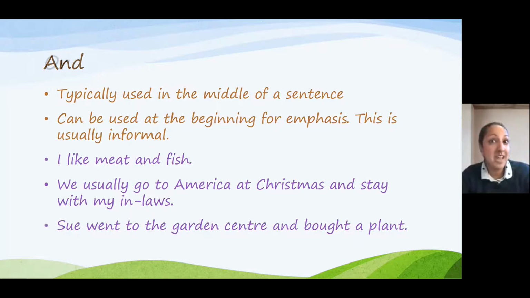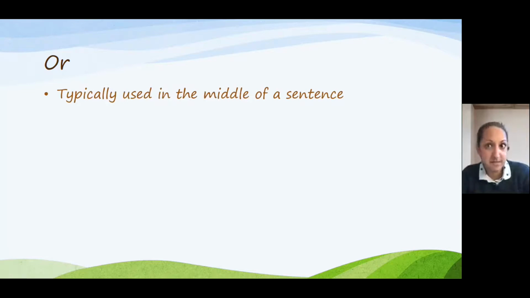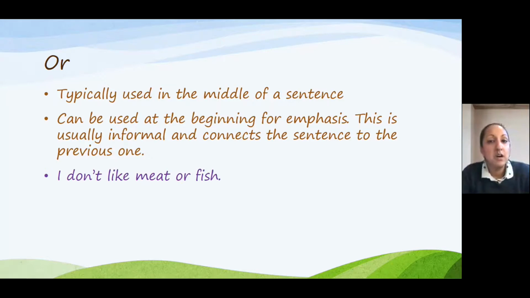If we have two negative things, we use or. Again, this is used in the middle of a sentence, and it could be used at the beginning for emphasis. And if we do that, it's informal, and it connects the new sentence with the previous one. I don't like meat or fish. So that means I don't like meat and I don't like fish. But because they're both negative, when we put them together, we use or.